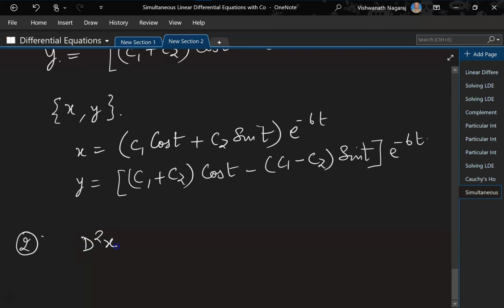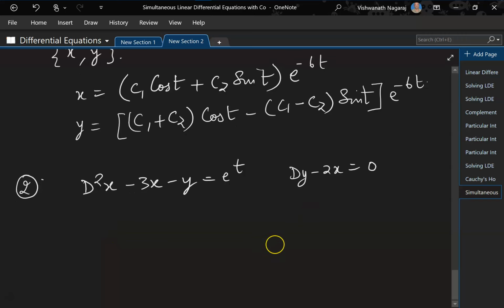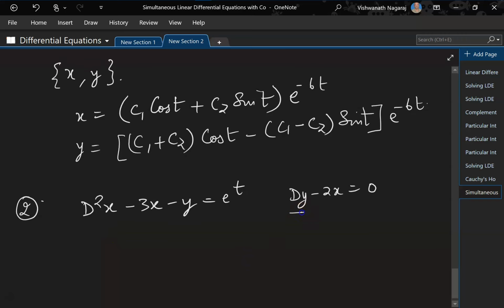Let's say we have D squared x minus 3x minus y is equal to e to the power of t, and we have Dy minus 2x equal to 0. Remember here both x and y are functions of t, and D is not dy by dx, it is d by dt. Now how do we solve this? Here you have a Dy and here we have a y. So if you multiply this by D, we get to cancel these two. So let's multiply this equation by D.